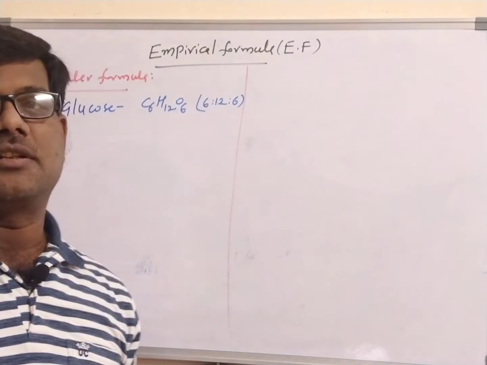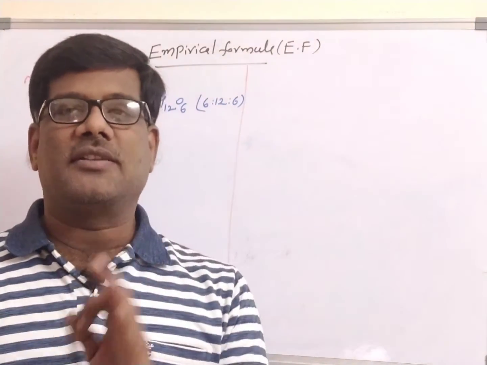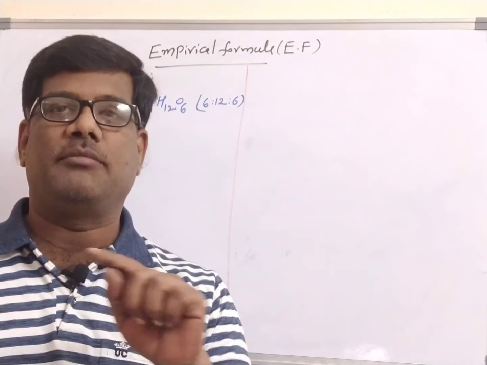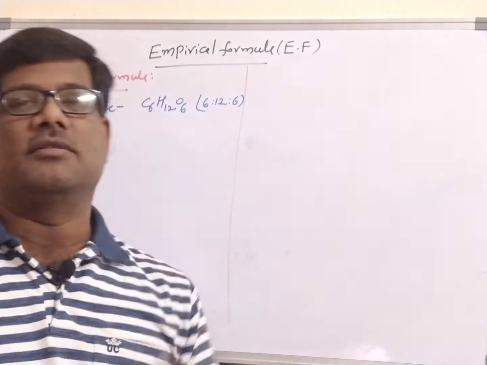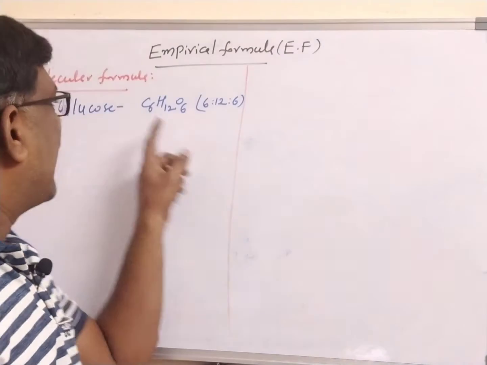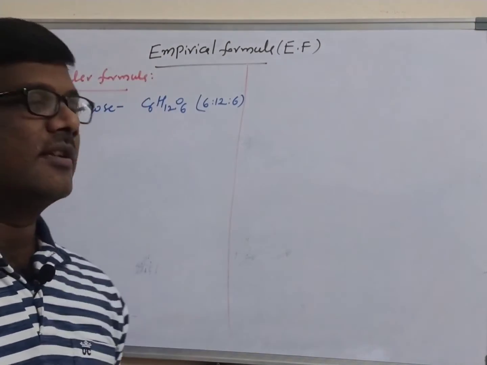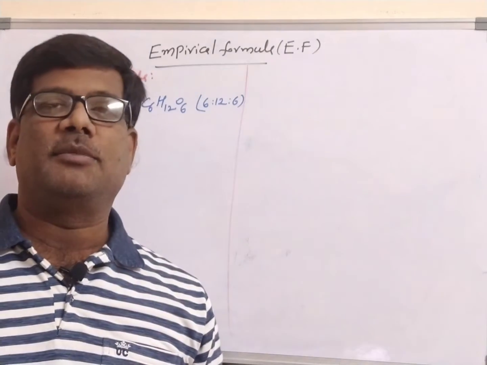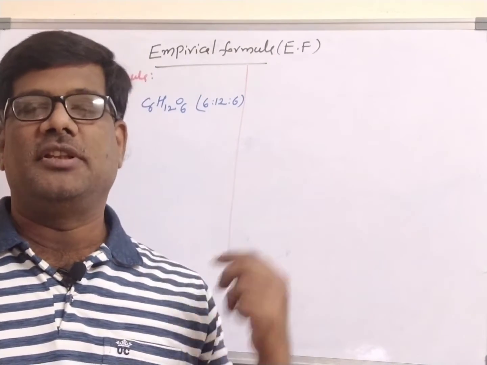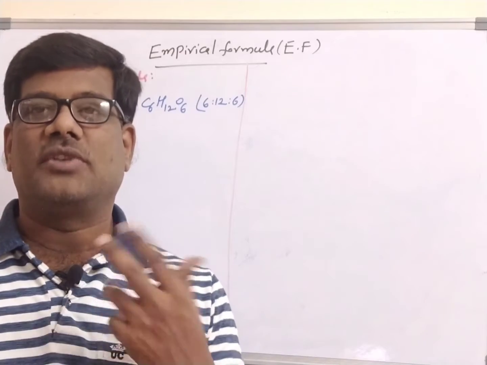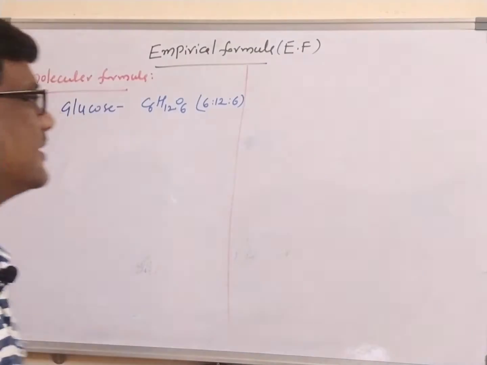Now, what is the definition of the molecular formula? Molecular formula gives you the actual number of atoms present in the molecule. In glucose, we have 6 carbons, 12 hydrogen, 6 oxygen.